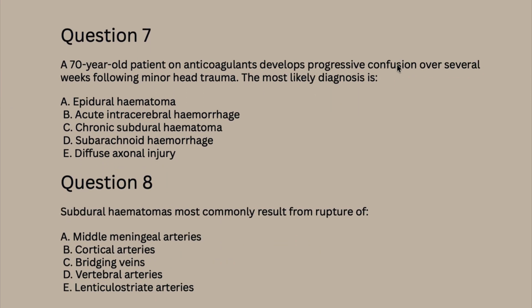And let's look at question 8. For question 8, subdural hematomas result from rupture of, and the answer would be bridging veins. The reason is that these veins stretch between the brain and dura, and in elderly patients, brain atrophy stretches them even further. So small trauma is enough to tear them in cases like these. Remember, bridging veins equals subdural.